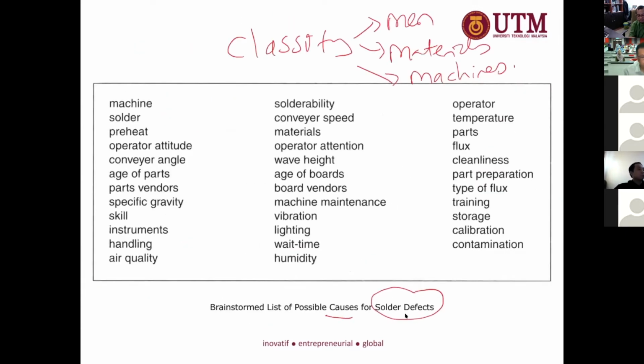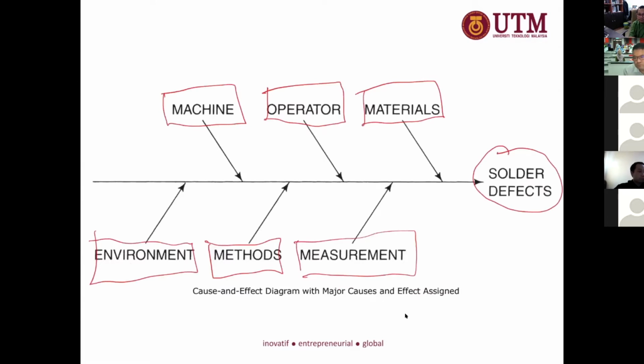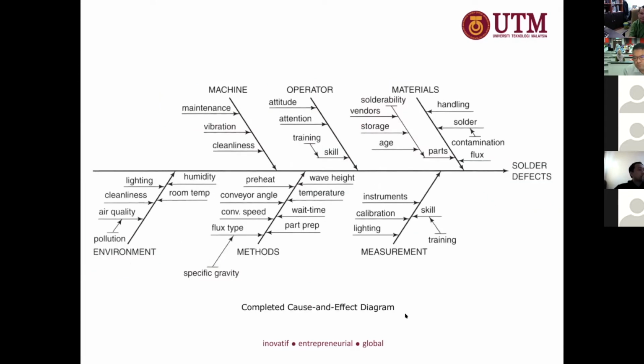From this data, we classify into this, and then we put under each category, machine, operator, and so on. So this can give us better information. This is what we want, what we call information. Data alone doesn't tell us anything, but when we plot it into information, it tells us what caused the solder defect.